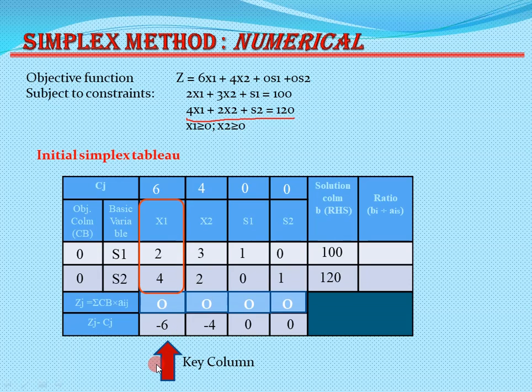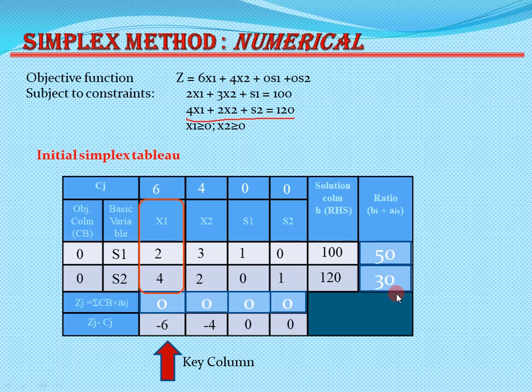Now we have to find the key row. To find the key row, first we have to find the ratio. The ratio is calculated as Bi divided by Aij. Bi means the solution column, that is the right hand side value, divided by the element present in that key column. So the first ratio is 100 by 2, and the second is 120 by 4. By solving, we get 100 by 2 as 50 and 120 by 4 as 30.